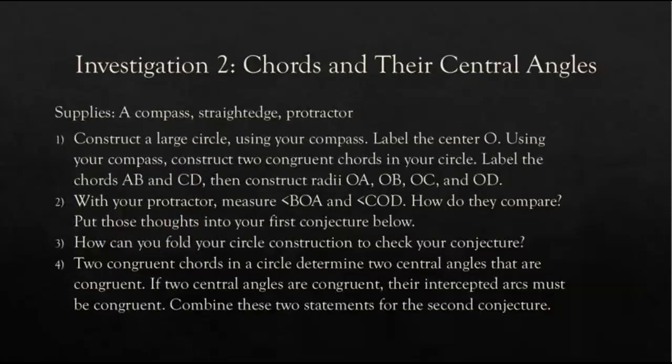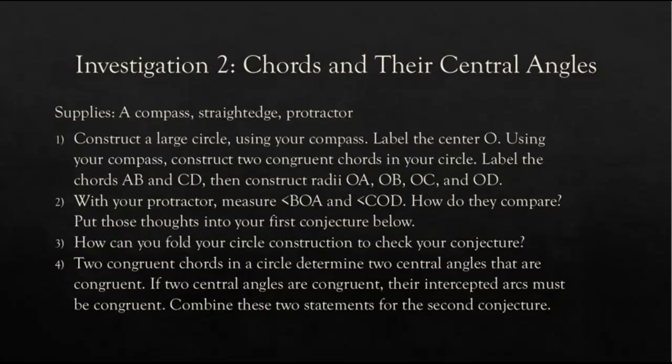Our second investigation, we're going to be looking at chords and their central angles. So you're going to need a compass, straight edge, and protractor. You're going to make a large circle with your compass, label the center O, and then construct two congruent chords on your circle. Label them A, B, and C, D, then make the radii that go from the center to each of the ends of the chords. With your protractor, measure BOA and COD and see how they compare. We're going to have a conjecture about that first. Then we're going to see, could you fold your circle to check your conjecture?